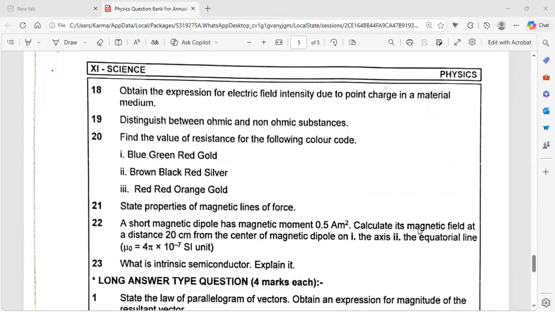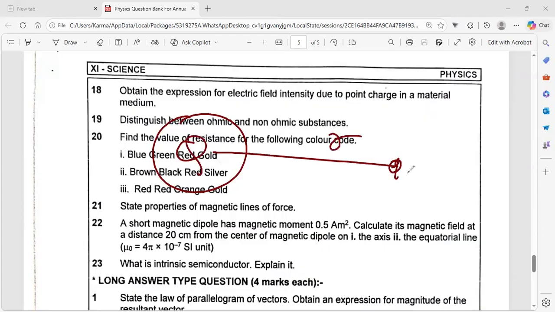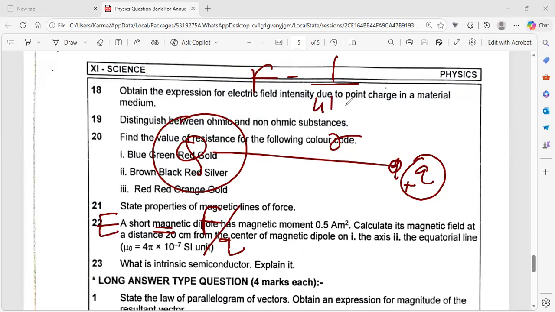Obtain the expression for the electric field intensity due to a point charge in the medium. If any charge is there, I have to find its intensity at a distance r, at this particular point. I'll place a test charge over there. The test charge is a small positive charge. The force per test charge is the intensity of the big charge. Force is given by 1 upon 4 pi epsilon 0, Qq over r square.